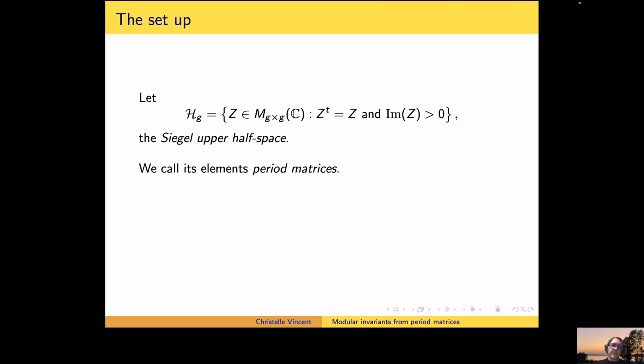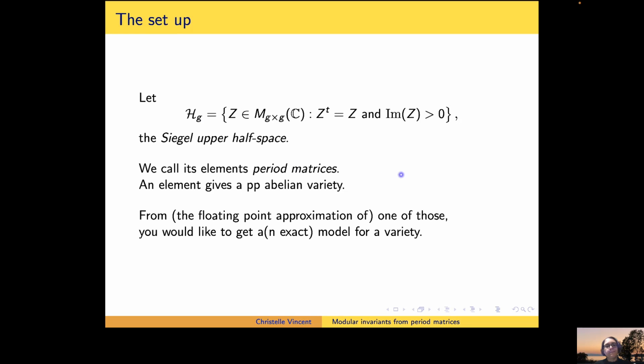The elements of the upper half space are the period matrices, so the matrices that contain periods. Sometimes these are called small period matrices, and some people will reserve period matrix for g by 2g matrices, but here we're not going to deal with that. And why do I care about these matrices, as fun as they look? Because each of these matrices can be associated to a principally polarized abelian variety.